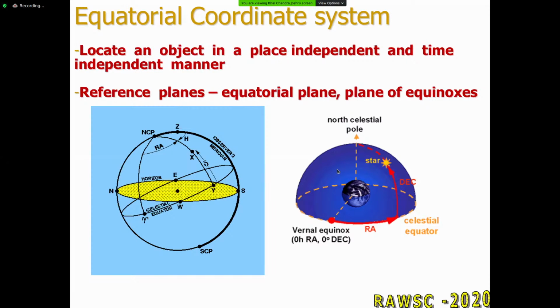Correct. So neither of these two planes, the reference plane for right ascension and the reference plane for declination, depends on where you are located on the Earth. So it is independent of the location of the observer, which was not the case for the horizon system. In the horizon system, the planes depended on where you are. The same is true about time dependence. It does not matter. The celestial equator will remain where it is.